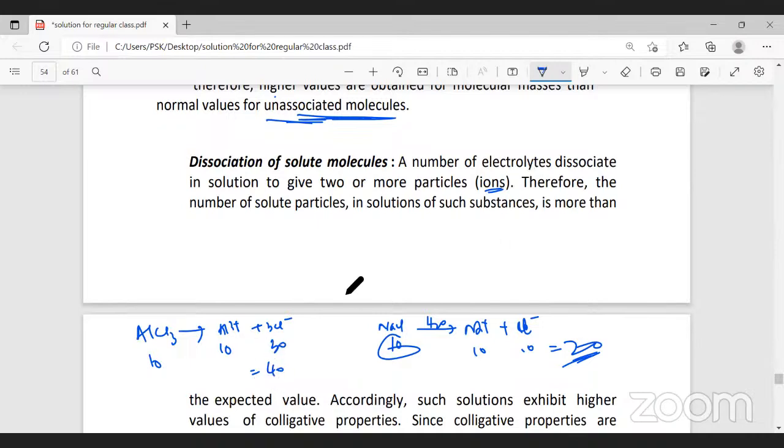So totally 40 particles. Are you following what I'm saying? So for an electrolyte which dissociates to give two or more particles, the number of solute particles in solution of the substance is more than the expected value. Here expected is 10, but what's observed? 40. Here expected is 10, here what you observed? 20.